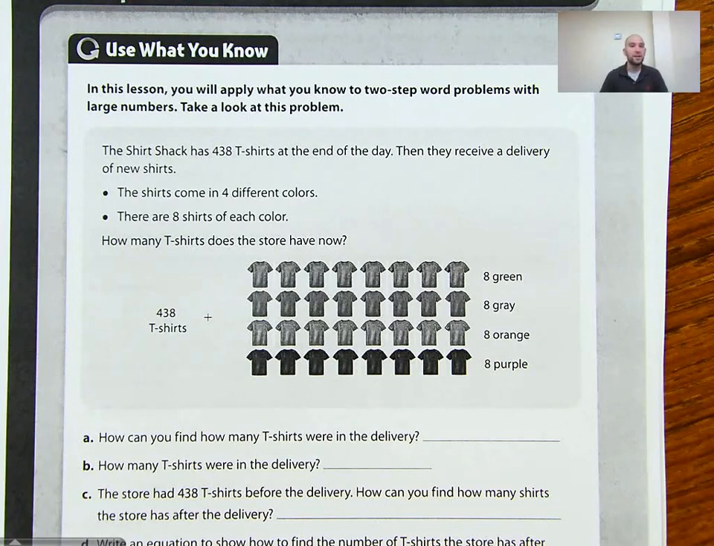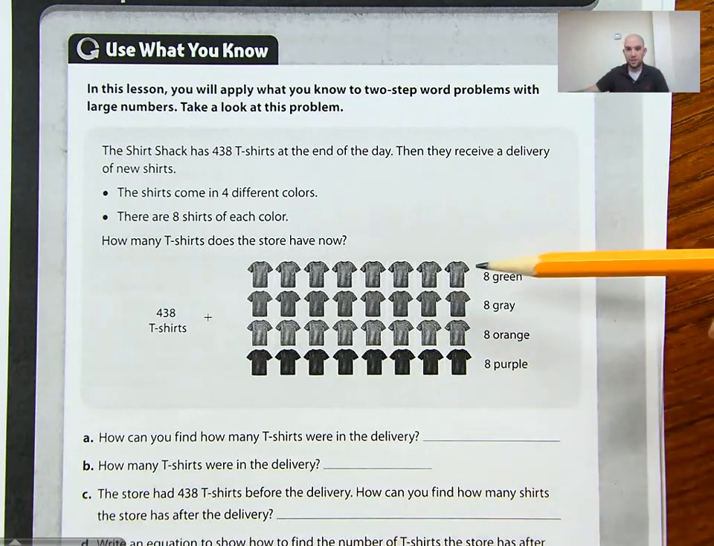The Shirt Shack has 438 t-shirts at the end of the day. They receive a delivery of new shirts. The shirts come in 4 different colors. There are 8 shirts of each color. How many t-shirts does the store have now? So we're going to see how we can use a picture to solve a multi-step word problem.